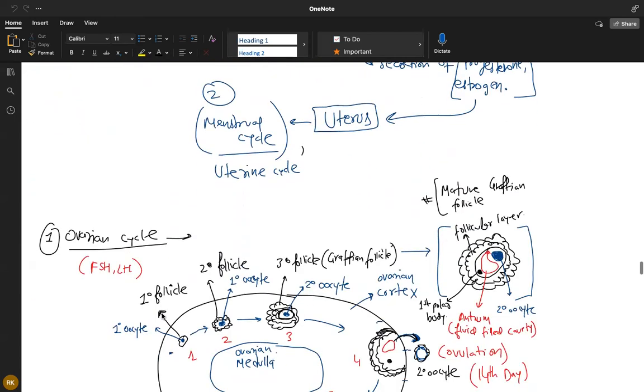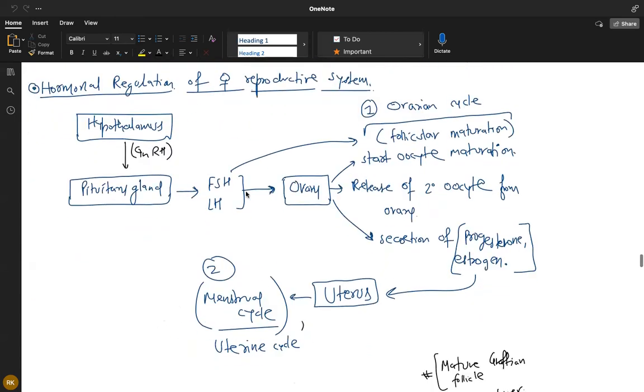If you find any difficulty, you can bring them. Hormonal regulation is the same as in males. The only difference is that now FSH will go and do follicle stimulation, and LH will help in secretion of progesterone and estrogen. Progesterone and estrogen are female sexual hormones. They are ovarian hormones, but they act at the uterus. And the menstrual cycle starts when the female reaches puberty.